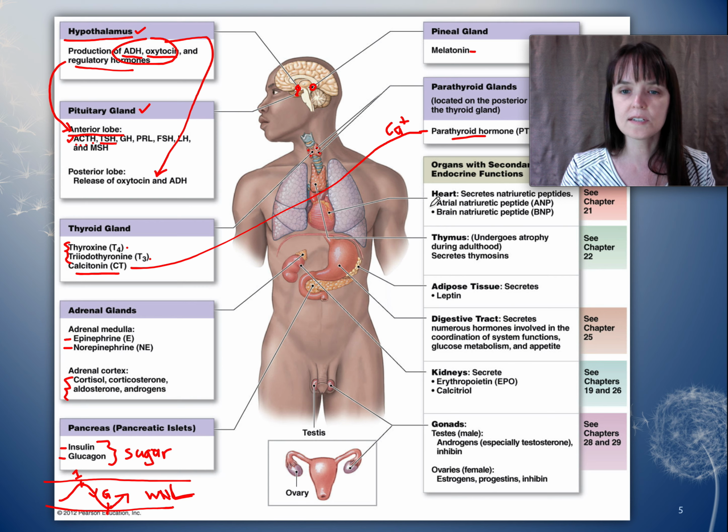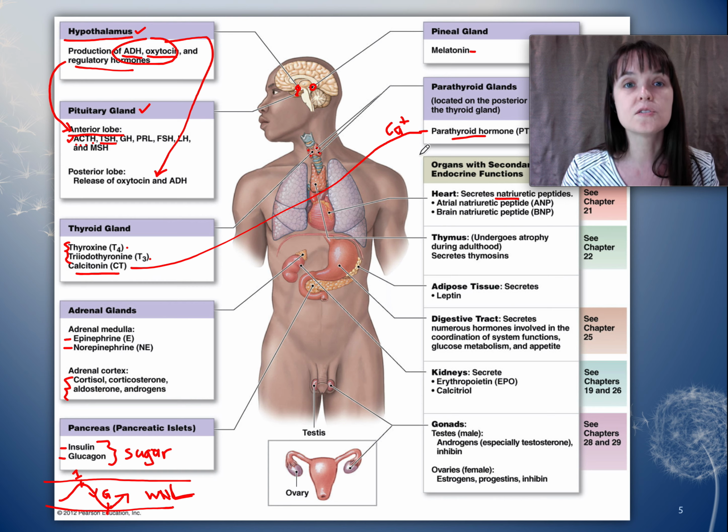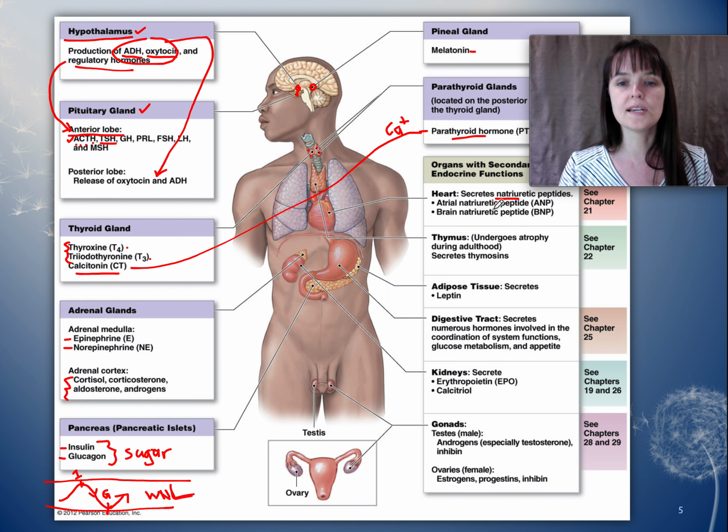Okay, the heart secretes the natriuretic peptides. Natrium is sodium, so that's why sodium is Na plus, because the Latin word for sodium is natrium. So these are important for sodium, which we will talk about when we get there.